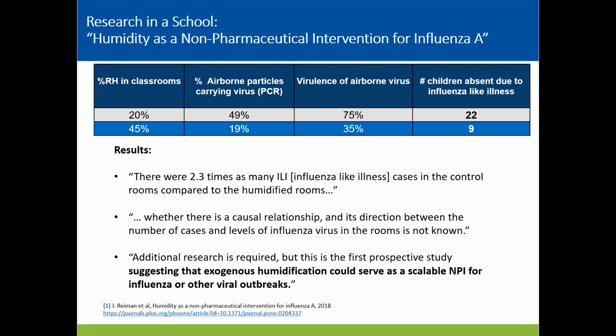What they found was actually quite striking: in the very dry rooms, the control rooms where there was no humidity control, they observed about 2.3 times as many influenza-like illnesses. A significant number more children ended up getting sick and absent with influenza. This study was really one of the first that suggested that controlling the humidity to a moderate range could be a way that we can control viral spread without pharmaceuticals.